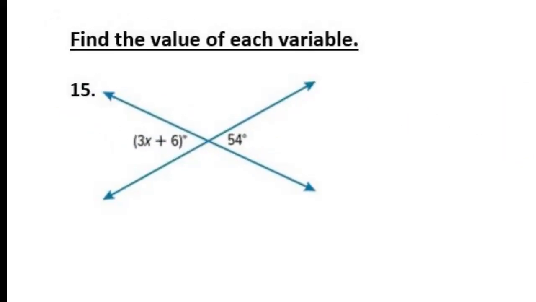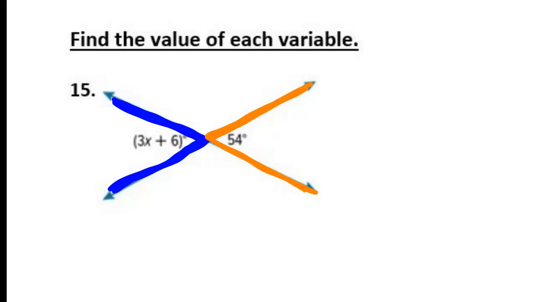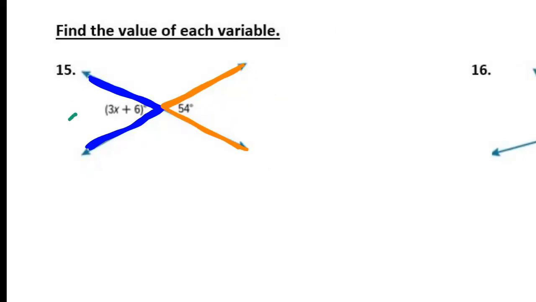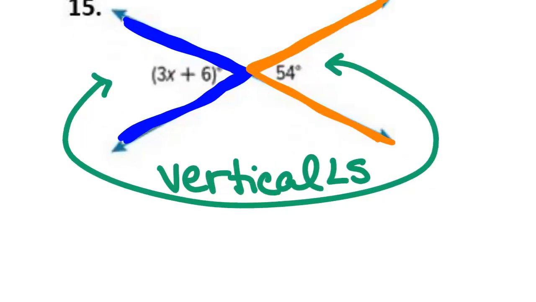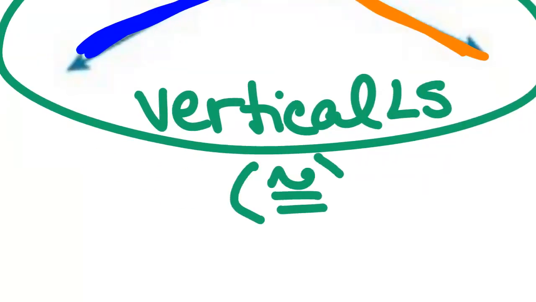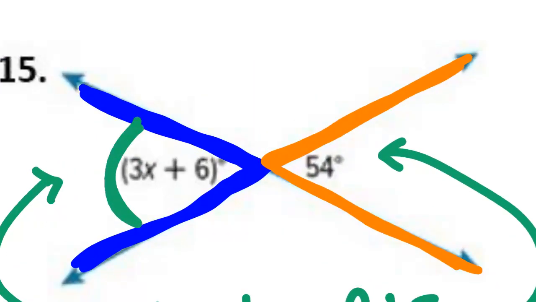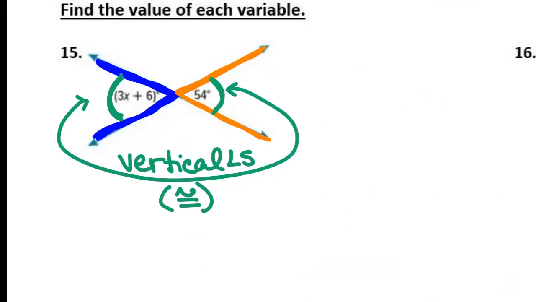On number 15, I have a measurement for this angle over here. It says it's 3x plus 6. And this angle over here says it's 54. Does anybody remember what we call angles that are on opposite sides of the x? Vertical angles. Yep. And what's true about vertical angles? They're equal. They're always going to be congruent to each other. So this angle here is the same size as this angle over here.